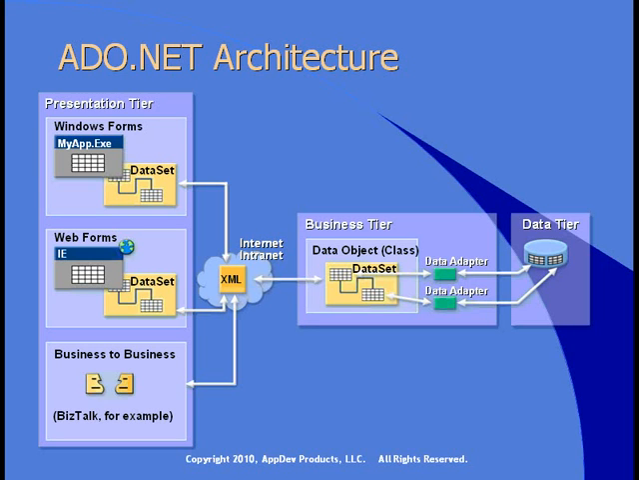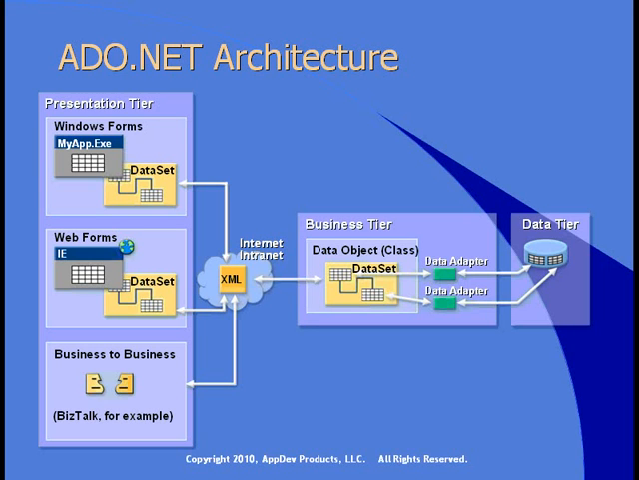On the left-hand side of this image, you see multiple presentation tiers that could be Windows web applications, or it could even be some application that directly consumes the XML. BizTalk Server, for example, that takes the XML from that data set and uses it directly. So you can either, on that presentation tier, rehydrate or deserialize the XML back into a data set or use the XML directly. It's up to the client application to determine that.